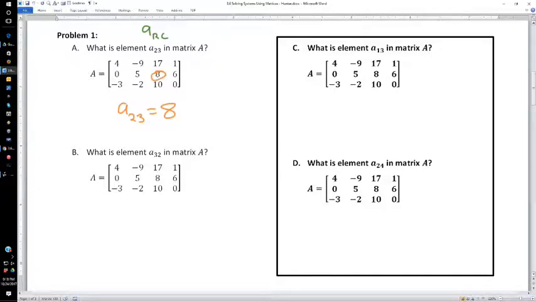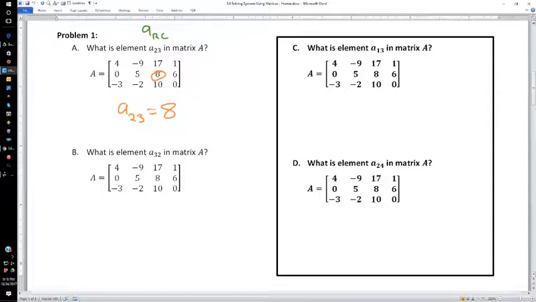Now, to show you one other thing real quick, this is actually a 3 by 4 matrix. That is its size, because it is 3 rows high and 4 columns across. Okay, it's always going to be rows by columns. That's how we're going to identify these things. And the row always comes first, even when we talk about identifying a specific cell, like this A23. It's row first, column second.